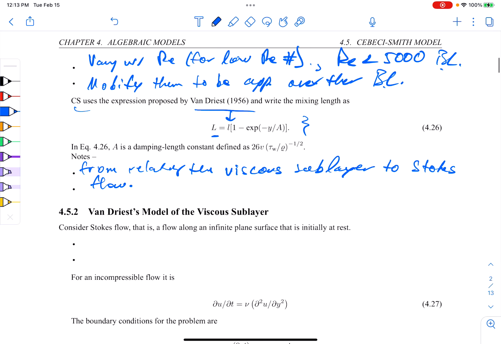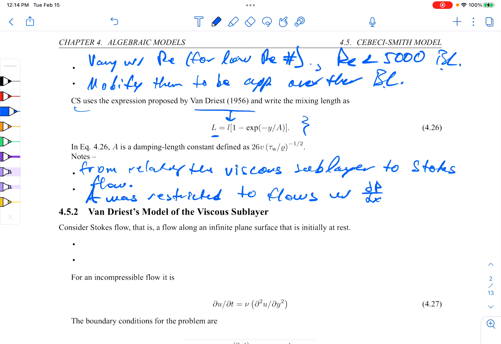And also, there's a definition of A. In Van Driest's work, A was restricted to flows with very small pressure gradient, partial P, partial X, about 0. So the flows were restricted to very small pressure gradients. So what does that mean?